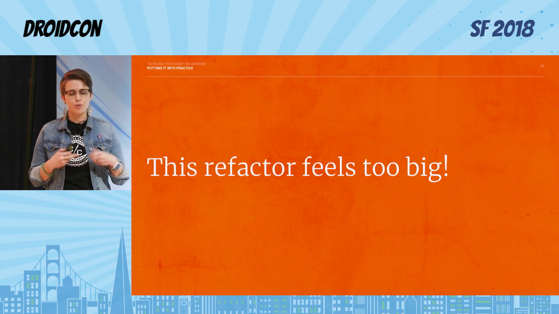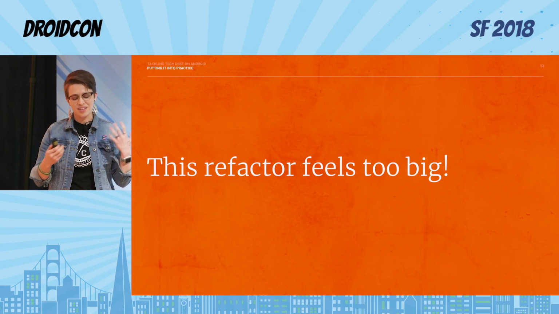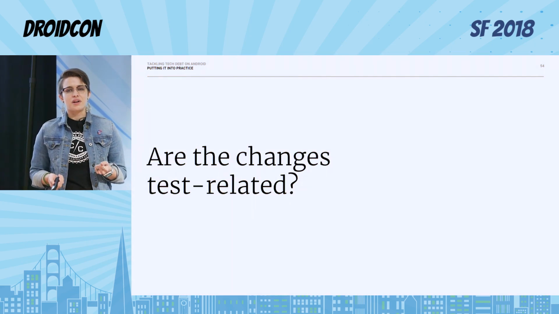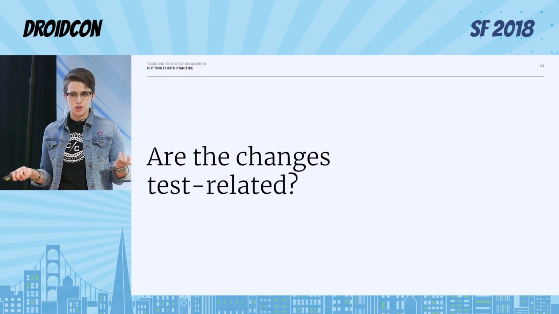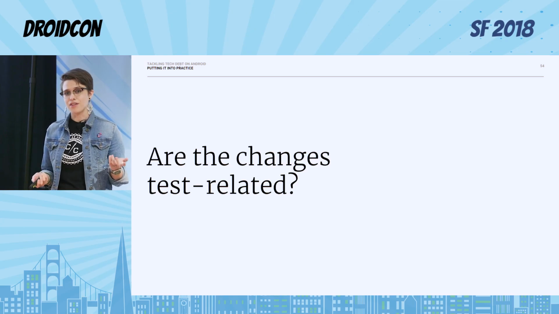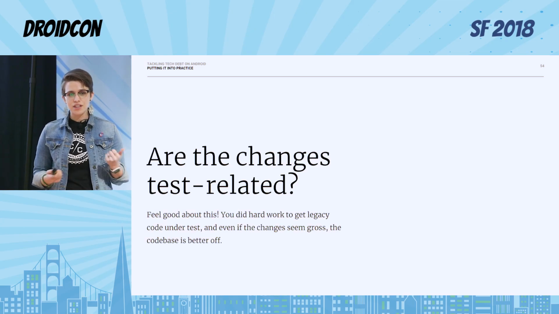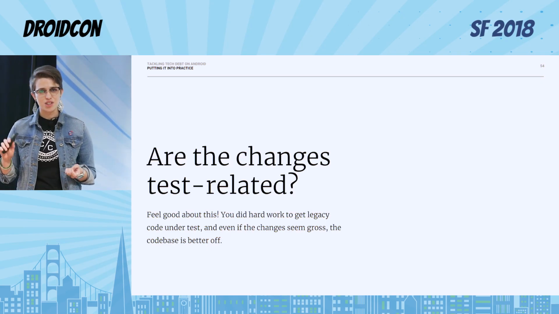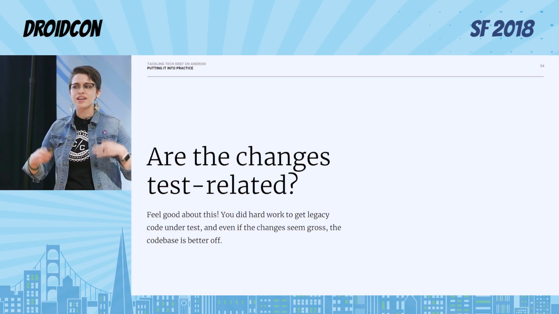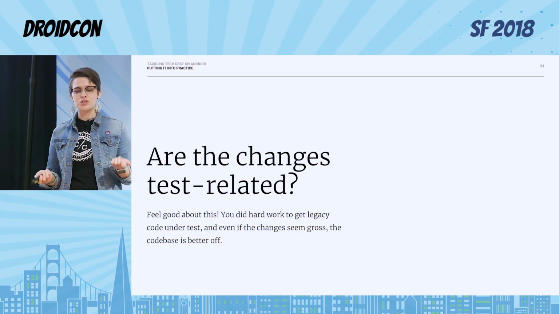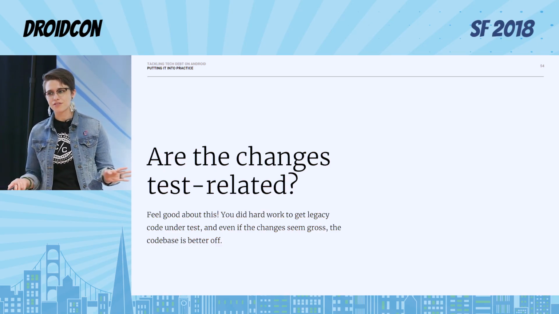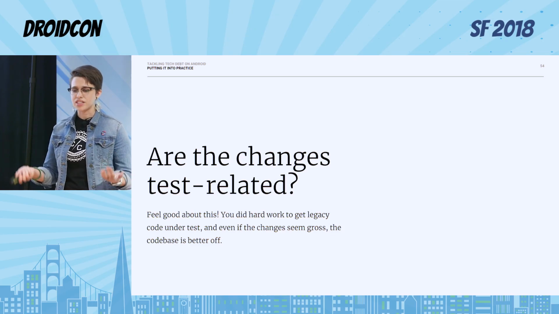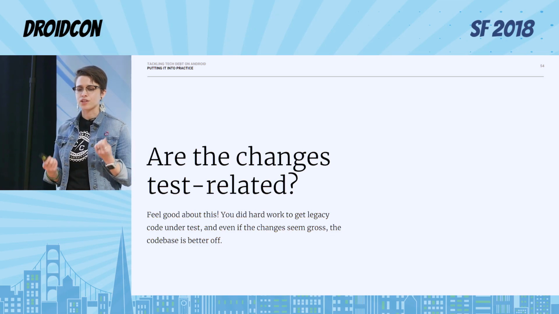So what if you're working on a refactor and you're thinking, oh, this kind of feels too big, like I took on more than I could chew. Well, if you have 500 changed lines, but you have a lot of test-related stuff from your refactor, feel really good about this. It is hard work to get legacy code under test. And the changes can get a little gross, but because it's tested, that makes a huge difference. The code base is going to be so much better off when you have that confidence to know that, yes, I did change something, but I have a test. It works the same before and after. The refactor was a success.